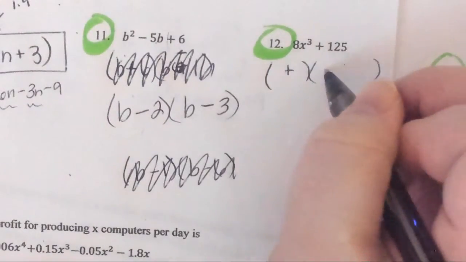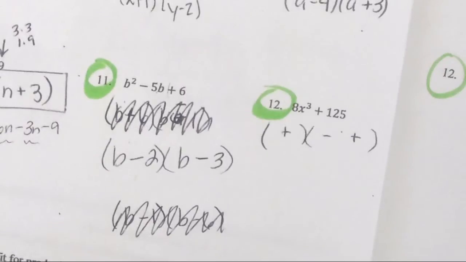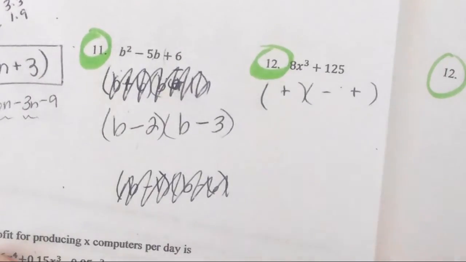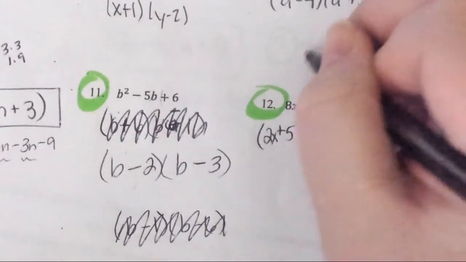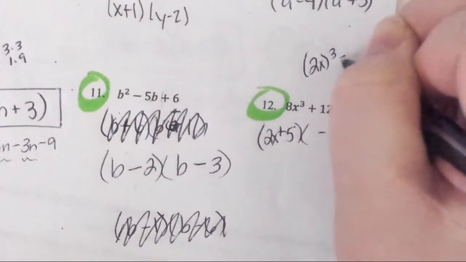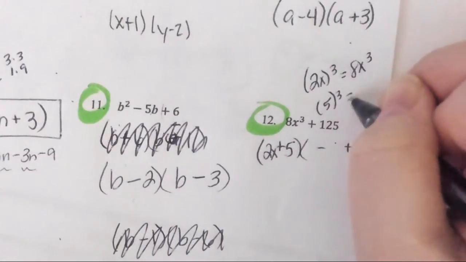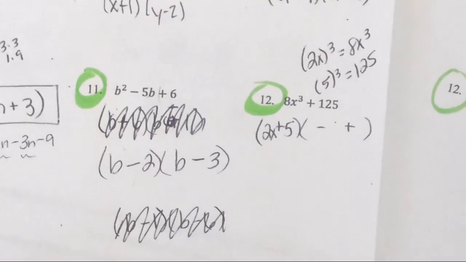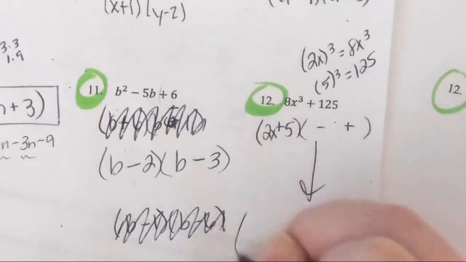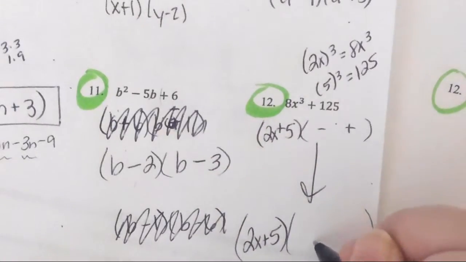So same sign, opposite sign, always positive. That's great. I'm needing some help filling some things in, though. It is 2x plus 5 because 2x cubed is 8x to the third, and because 5 cubed is 125. The one on the test tomorrow is a little easier than this one. And I've written too tiny. I'm going to have to write it further down here to spread it out a little. 2x plus 5.